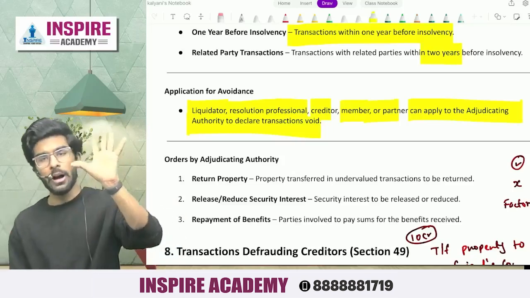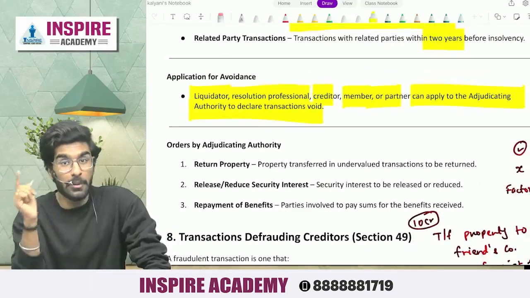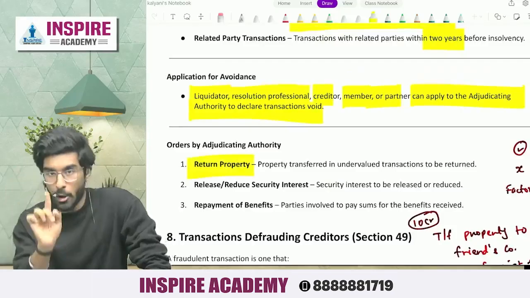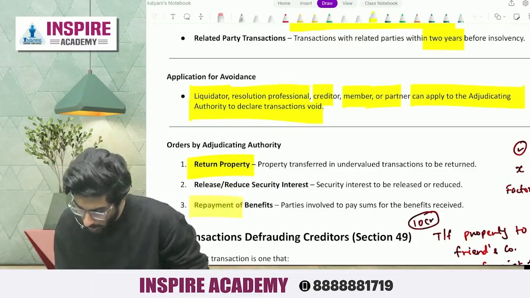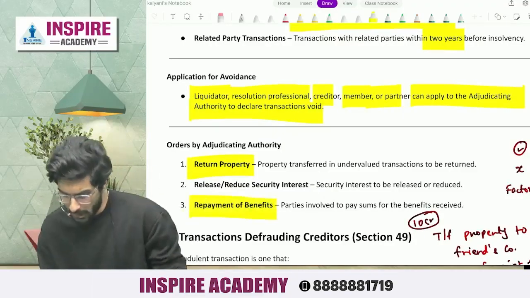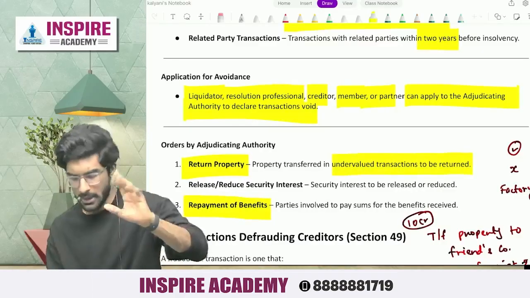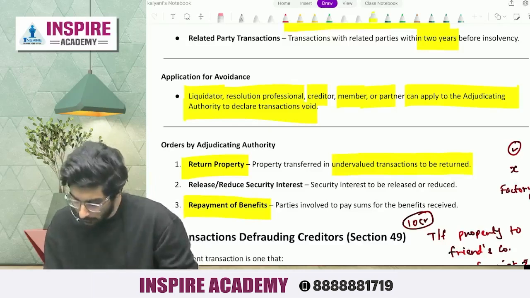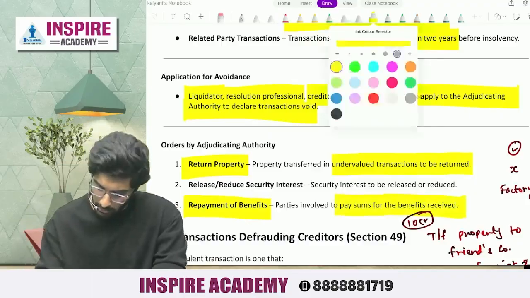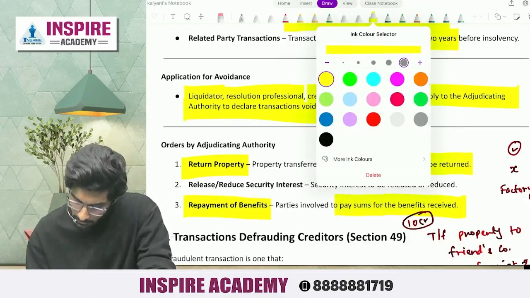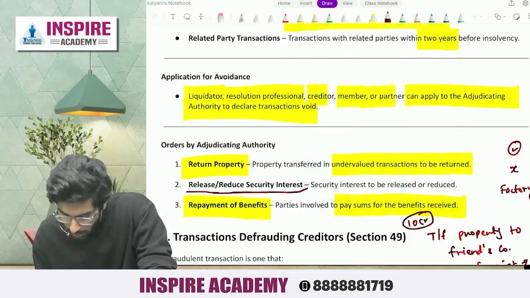Now people, what are the possible orders that can be given by NCLT? Will understand. NCLT will first ask the person to whom the property is sold to return the property. Very easy. Number two, before we come to number two, let's come to number three. Repay all the benefits that they received. Yes or no, people? Property transferred in undervalued transaction to be returned. This is very easy. Next is parties involved to pay sums for the benefits received. Very easy. Now let's come to the second point. Release or reduce security interest.